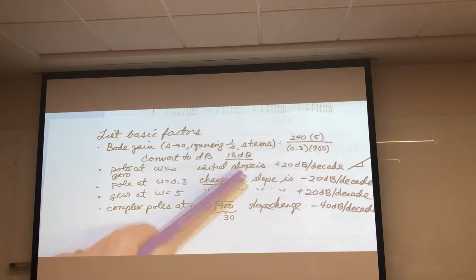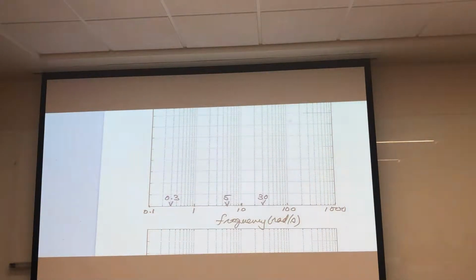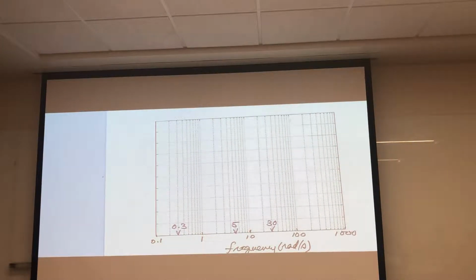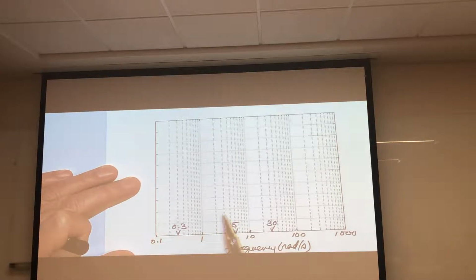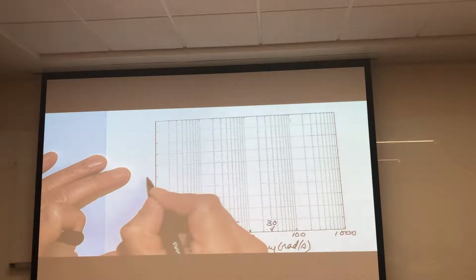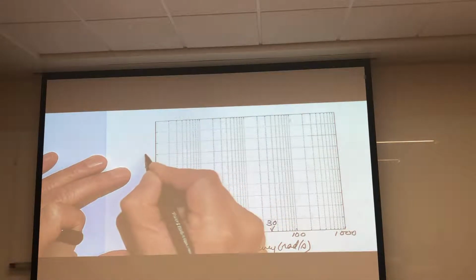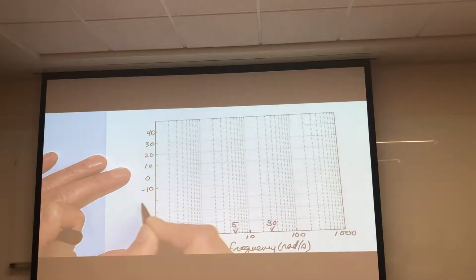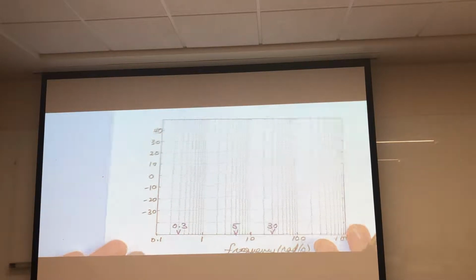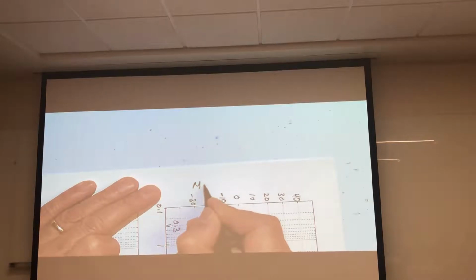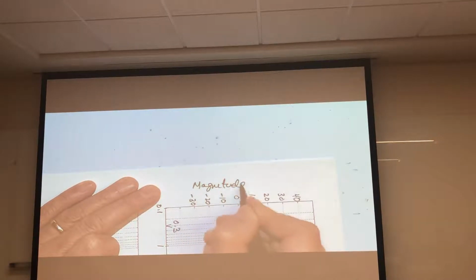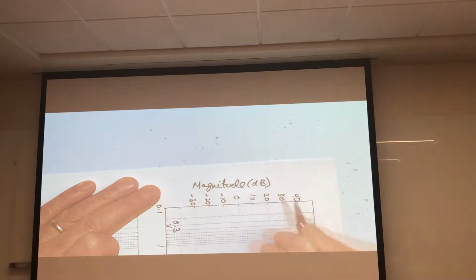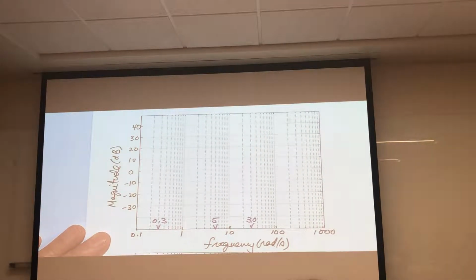The Bode gain is 13 dB, so I need to make sure 13 dB is going to be on the scale. And so maybe this morning I'll do this. Let's put 0 here, 10 here, 20, 30, 40, minus 10, minus 20, minus 30, and so forth. This is magnitude in dB. So we're ready to start.